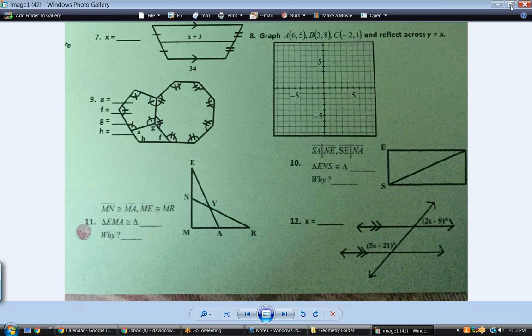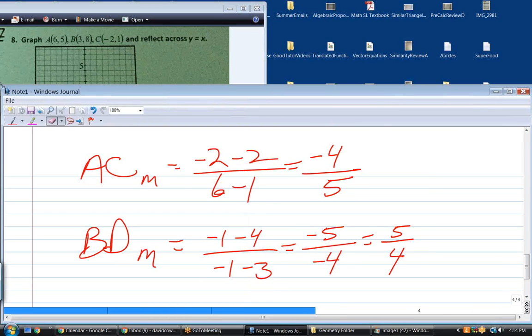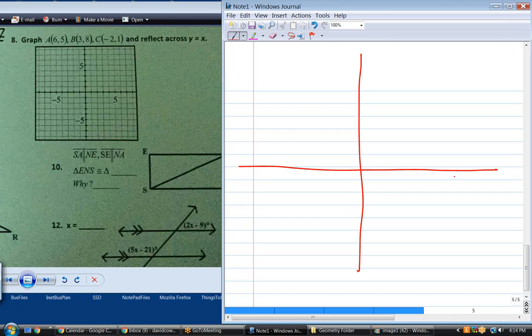Okay. Let's talk about 8. Reflecting points. First of all, most reflections are going to be about either the x-axis or the y-axis. So if I had a point there that was 3, 4, and I reflected it about the x-axis, what's going to be the coordinates of it? The sign might change, but the numbers aren't going to change.